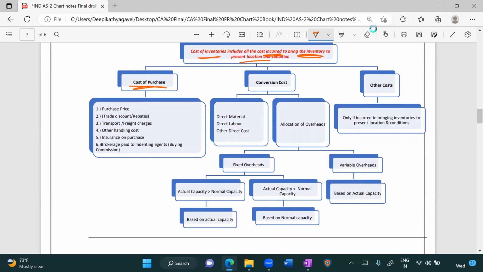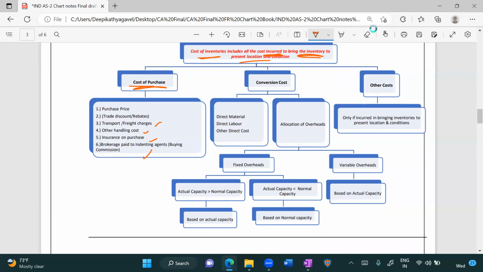In that, first comes the cost of purchase. What do you mean by cost of purchase? First, the purchase price. I need to purchase a raw material, so the purchase price of that particular raw material. In that, what will you adjust? In case there's any trade discount or any rebate, that will be adjusted. Transport charges, freight charges, if any, will be added. Other handling charges, if there are any. Insurance on purchase. And in case any brokerage is paid to the intending agents, brokerage is nothing but buying commission, right?